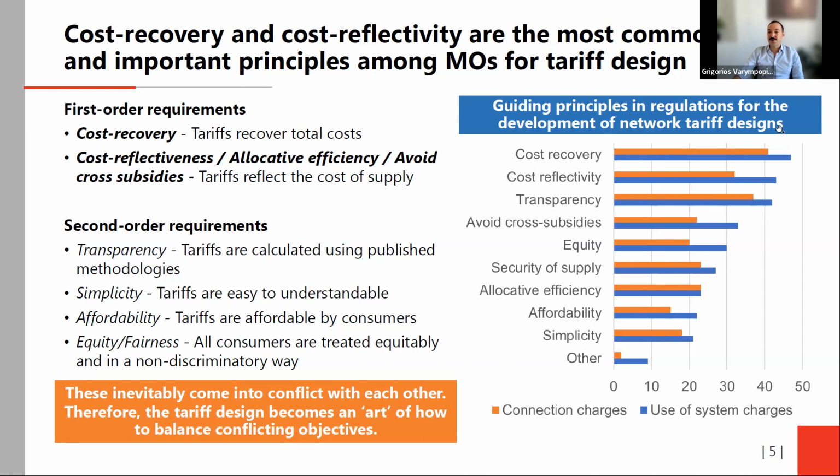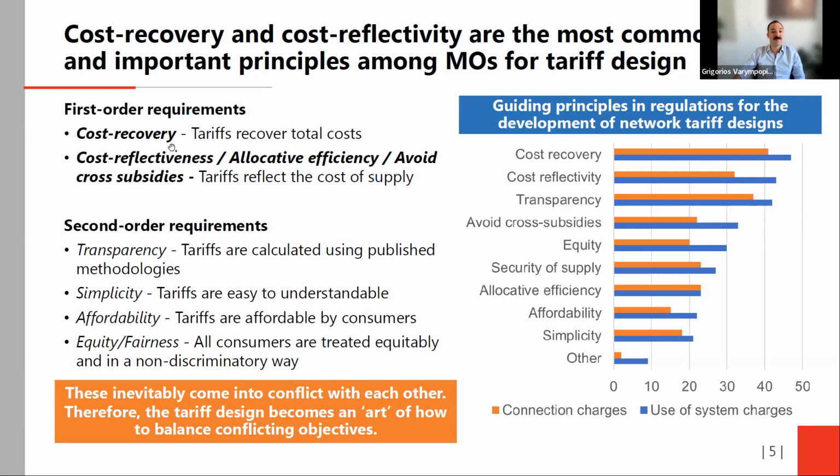So we see at top, the most frequent principles are cost recovery and cost reflectivity. Transparency is also important, and then the remaining are avoiding cross subsidies, equity, security of supply, allocative efficiency, affordability, simplicity, but these are observed in a less frequent manner than the top principles. So this leads us to the conclusion that there are some first order requirements which are very important.